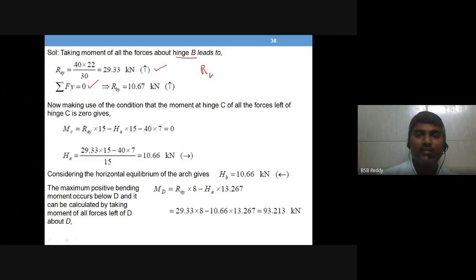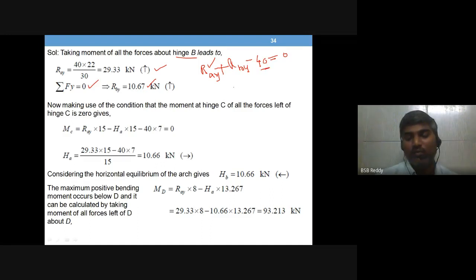So you need to write RAY plus RBY minus 40 is equal to 0. Right, already you know RAY value. Substitute it here, you get RBY. Simply it is 40 minus 29.33, which is 10.67. Total together 29.33 plus 10.67 will become 40.